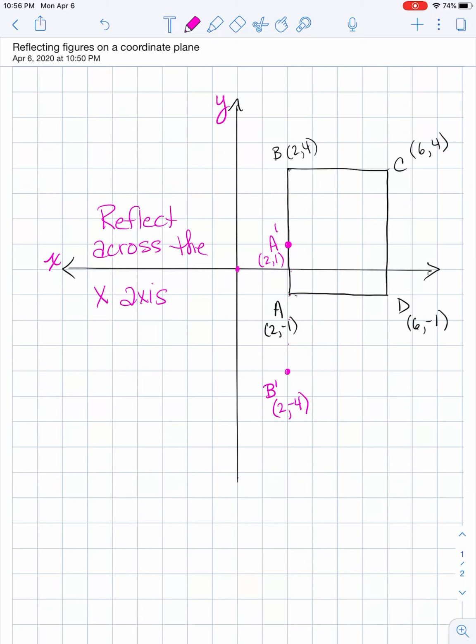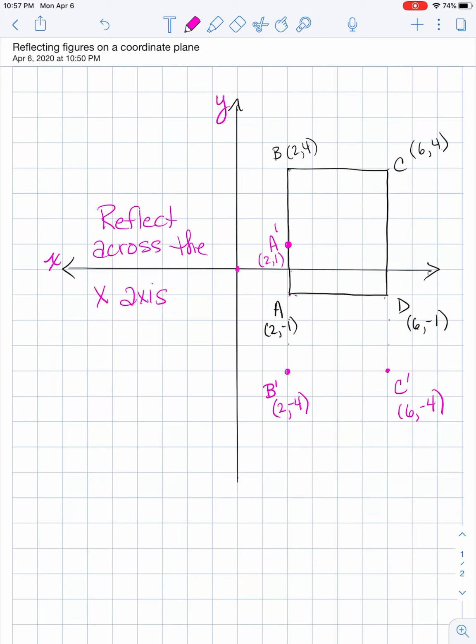Okay, and now let's look at point C. Point C is at 6, 4. So if we think about it as the coordinates changing signs, the x-coordinate is still going to be 6, and the y-coordinate is going to be -4. So we're going to go across to 6, and then down 4. 1, 2, 3, 4. And this is going to be point C prime, which is 6, -4.